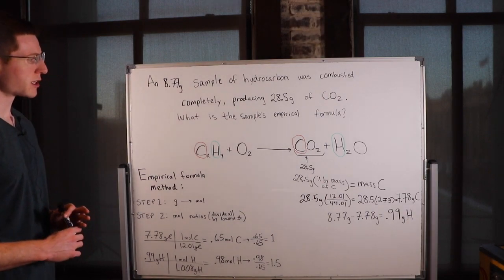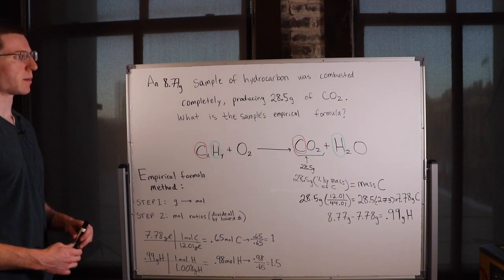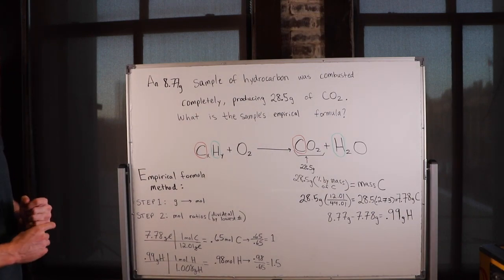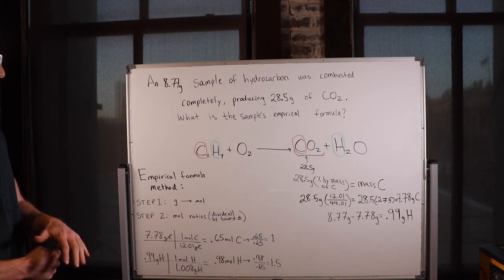Okay, this problem is an empirical formula problem. So they say an 8.77 gram sample of hydrocarbon was combusted completely, producing 28.5 grams of CO2. And then they ask, what is the sample's empirical formula?